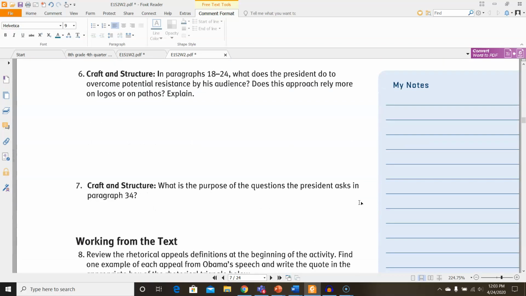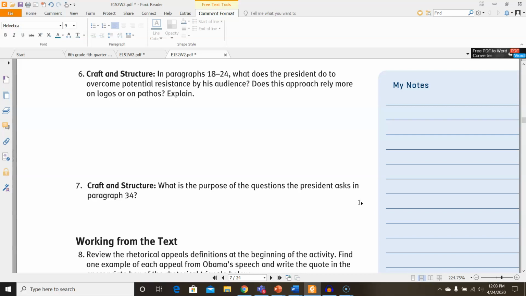For number 6, it says, in paragraphs 18 through 24, what does the president do to overcome potential resistance by his audience? Does this approach rely more on logos or on pathos? Explain. So you're going to be looking at those paragraphs 18, 19, 20, 21, 22, 23, 24, and explaining how the president overcomes whatever resistance his audience might give. So he's going to explain some kind of a resistance that his audience might be feeling, and then he's going to give some kind of explanation about how they could overcome that resistance.